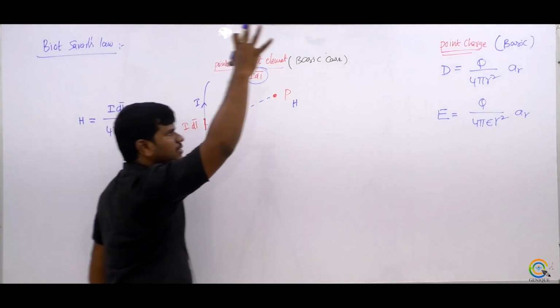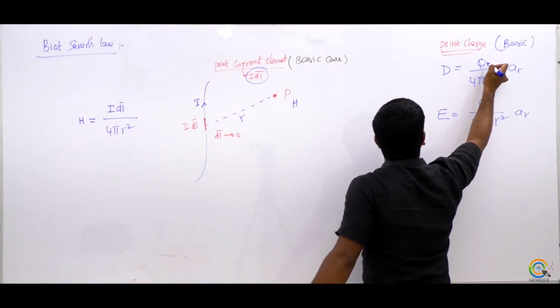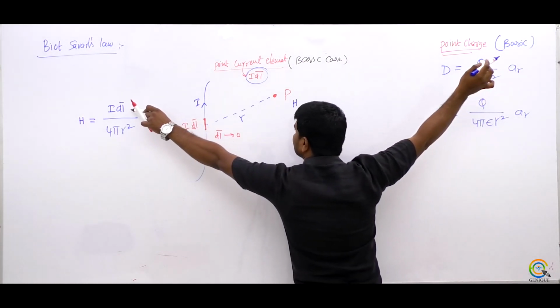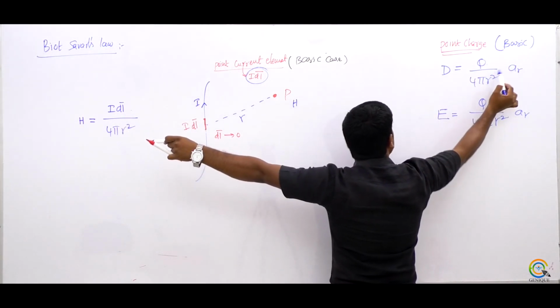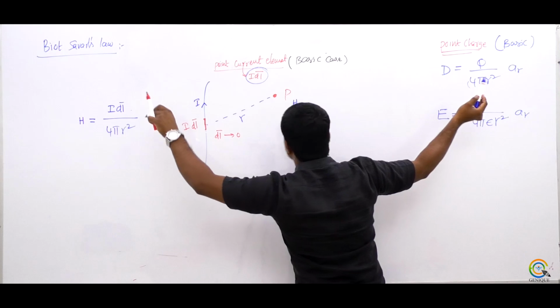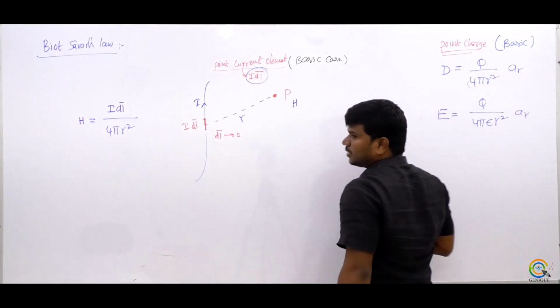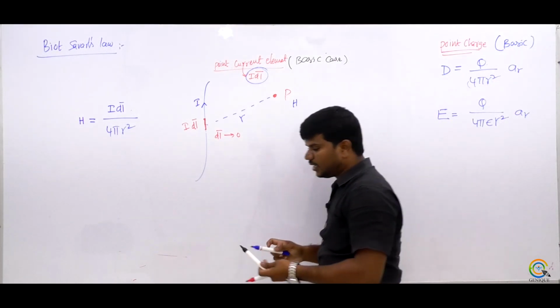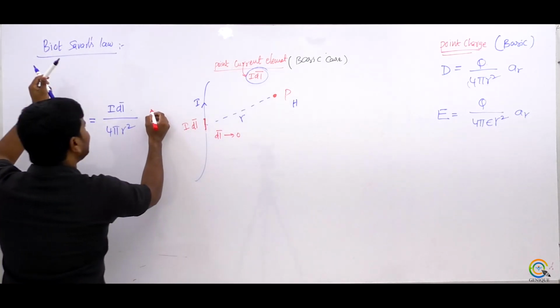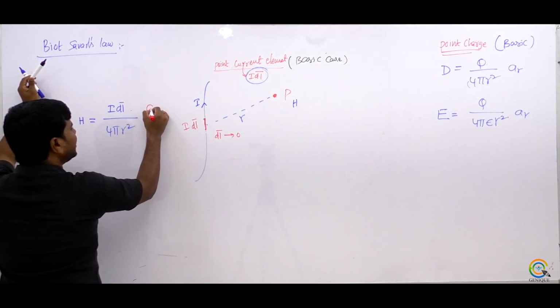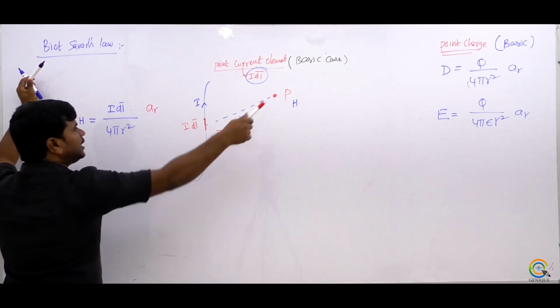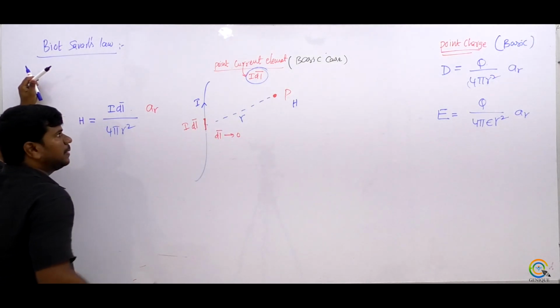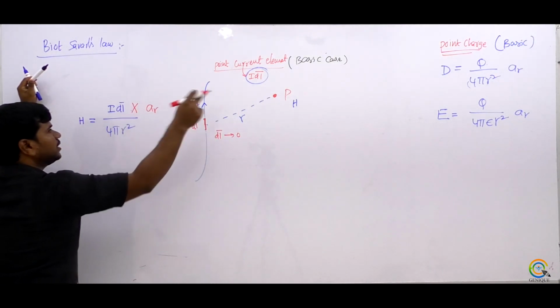This is similar to this, because this is the basic cause and here it is the basic cause. It is 4 pi R square, 4 pi R square. I have to write AR here. AR means radially outward vector. Here also I have to write the radially outward vector. But there it is just multiplication, while here you have to write AR.